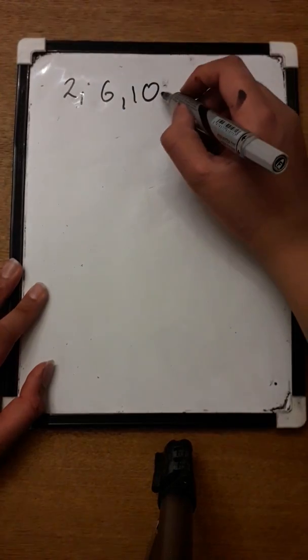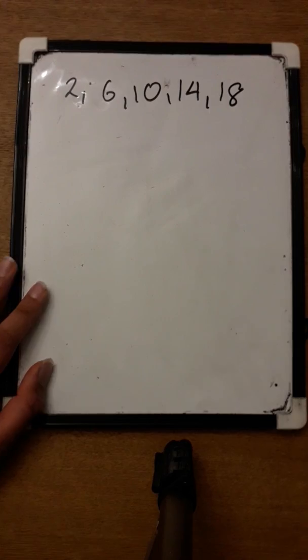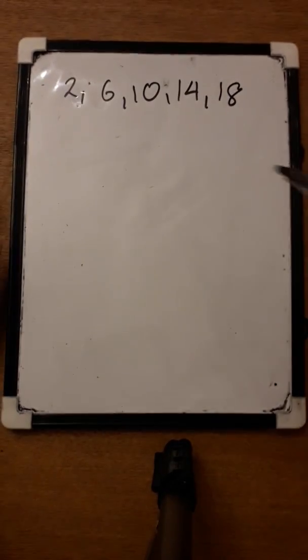Today's topic is sequences. Today I'll only be focusing on linear sequences. Okay, so I'll start off by giving you an example. An example may include 2, 6, 10, 14, 18. Okay. So the first thing you do is you work out the difference between each of these terms.